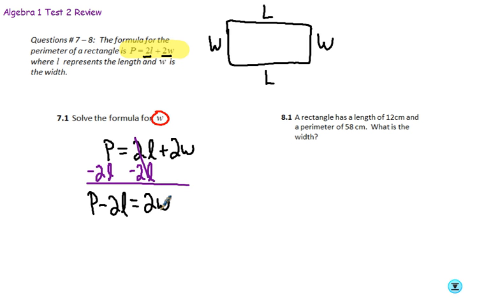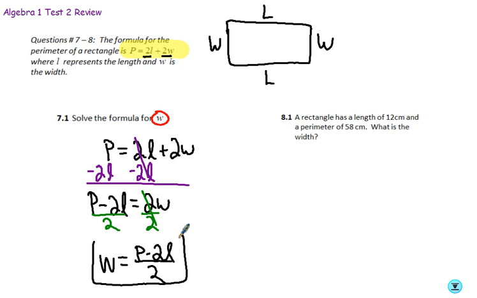This is 2 times W, so the opposite of multiplying by 2 would be to divide by 2. And what I do to one side, I do to the other side. So W is now by itself. I would have W equals P minus 2L, all over 2. And that's actually our answer for number 7. We haven't actually solved anything. Number 7 was just move the letters around.